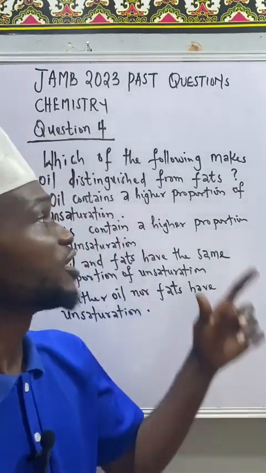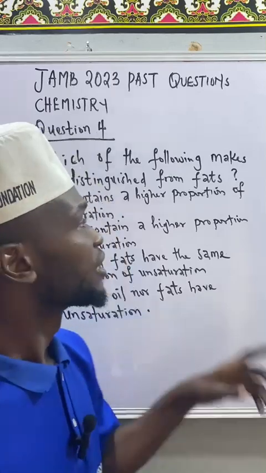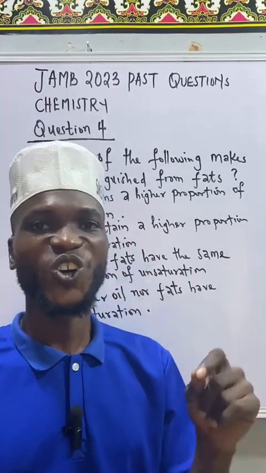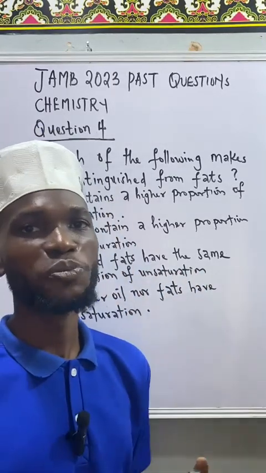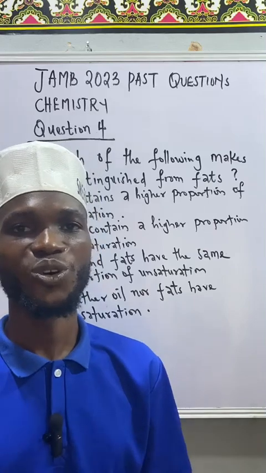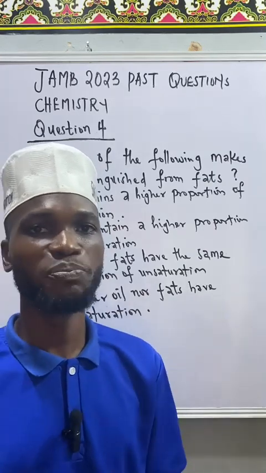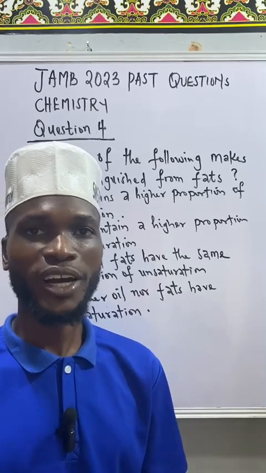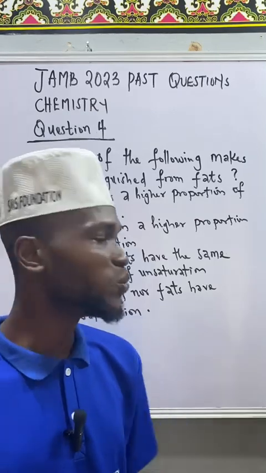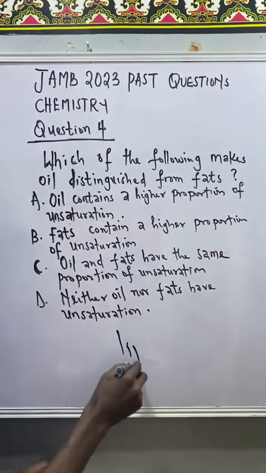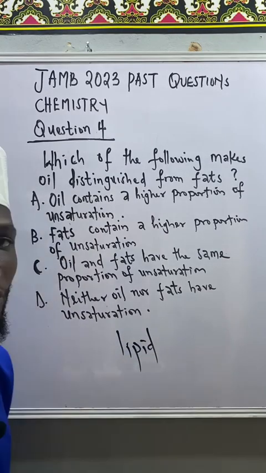First of all, let's consider fats and oil. Fats and oil are a group of organic compounds called lipids. Now, fats is a solid lipid at room temperature, while oil is a liquid lipid at room temperature. This is the spelling of lipid on the board.